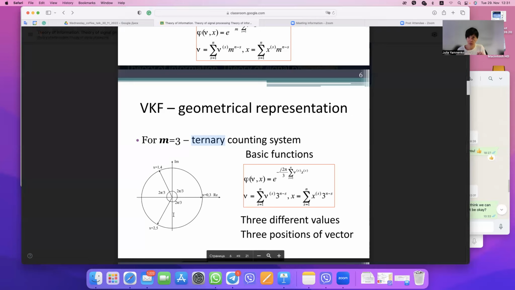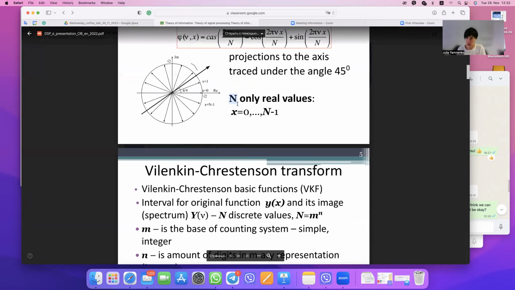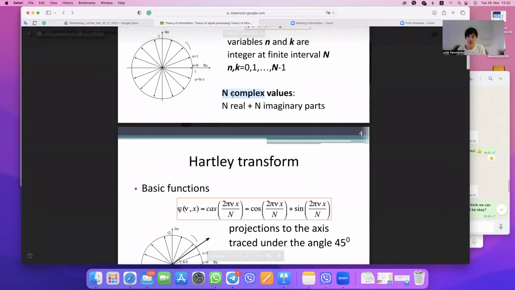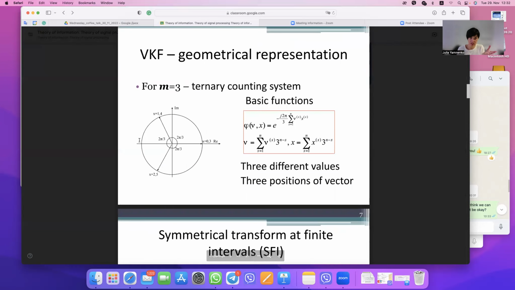Only 3 possible positions. And it becomes very easy to calculate because there is no need to operate with this huge amount of values like it was in the Fourier or Hartley transform, because in Fourier and Hartley we have n that could be a dozen, 100,000, and in case of Fourier it was even n plus n, so it was twice more. And if we compare this with 3, of course 3 is more preferable.